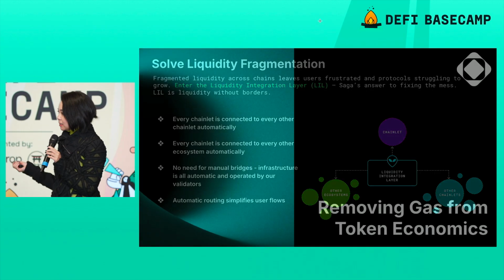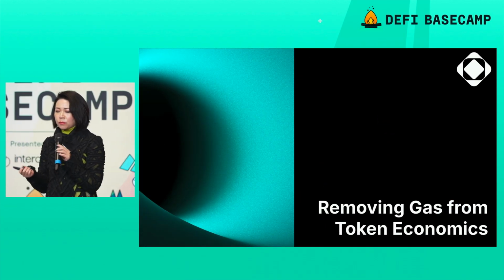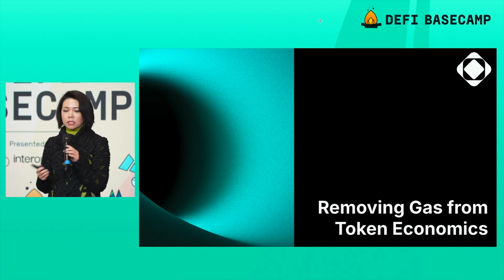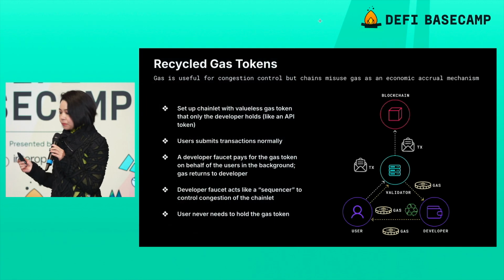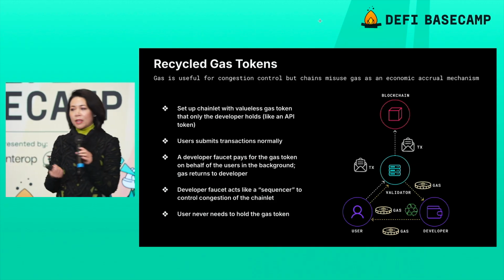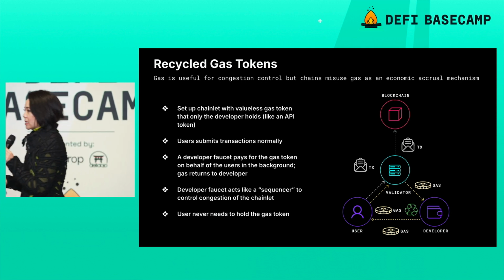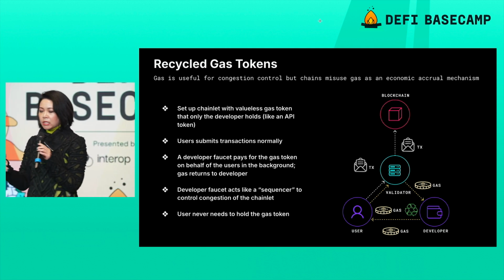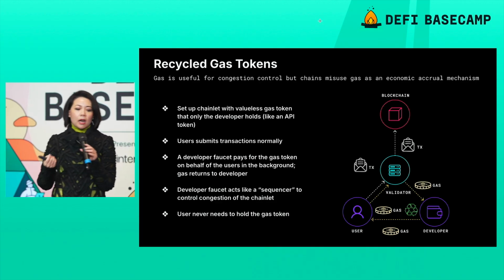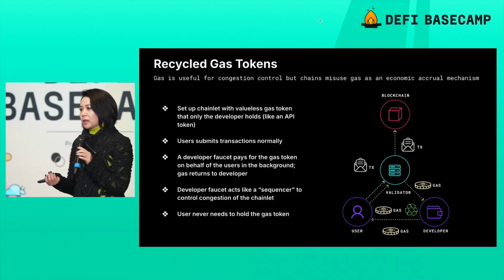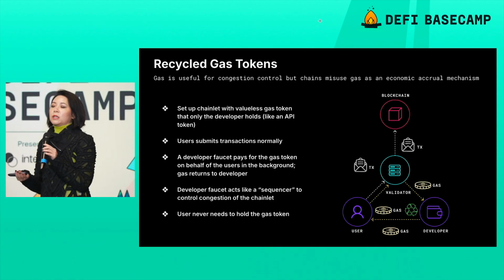All right, next. We talked a little bit about removing gas from tokenomics. So let's dive a little deeper into what that actually means. Okay, so recycled gas tokens. Once again, we are first and foremost EVM. That means that there is the technical requirement of gas. So when you instantiate a chain, you do have to specify a token denom and a token supply. You can use that as your gas token if you wanted to. You can use a gas token as a fee token. That is built into EVM.